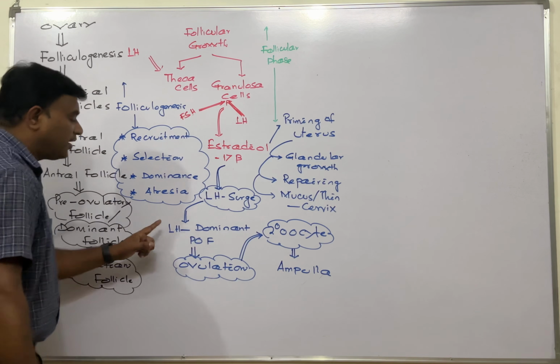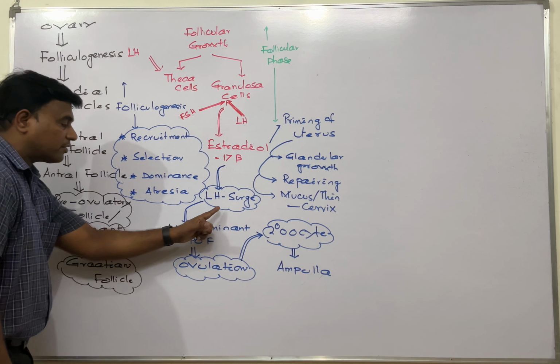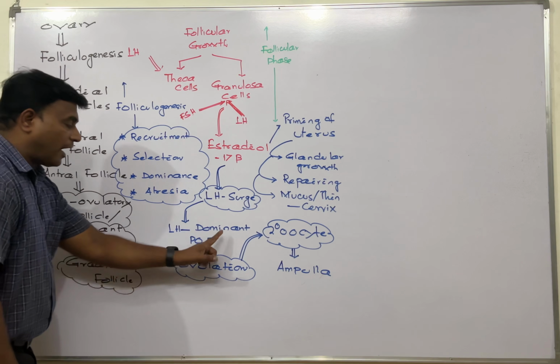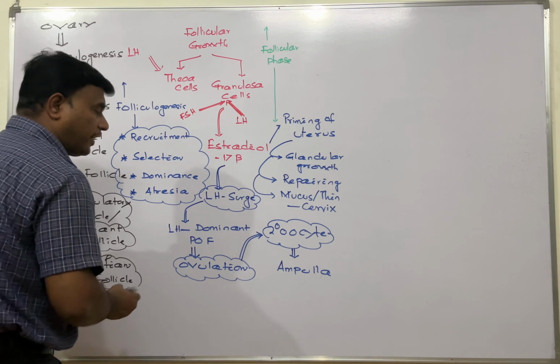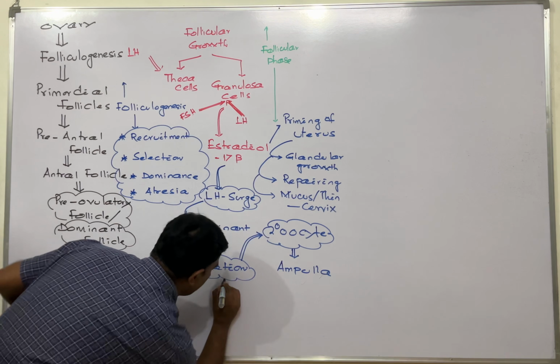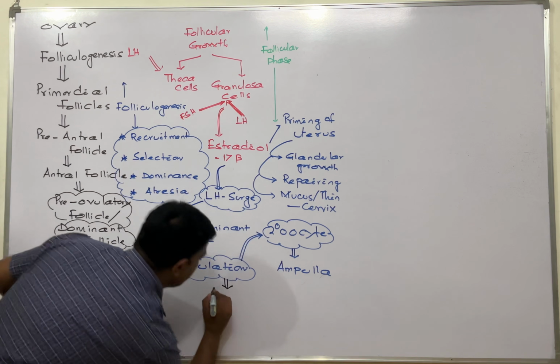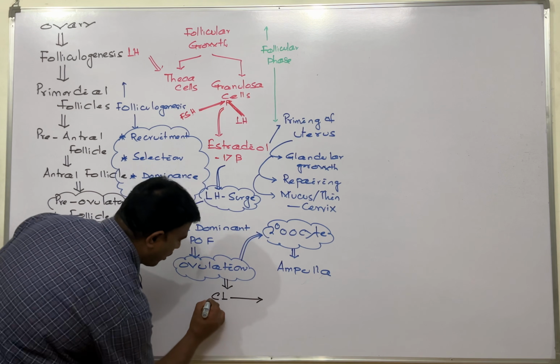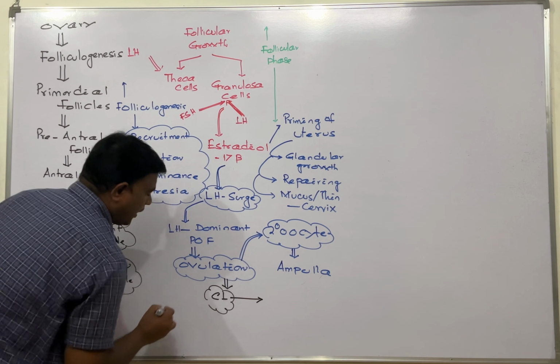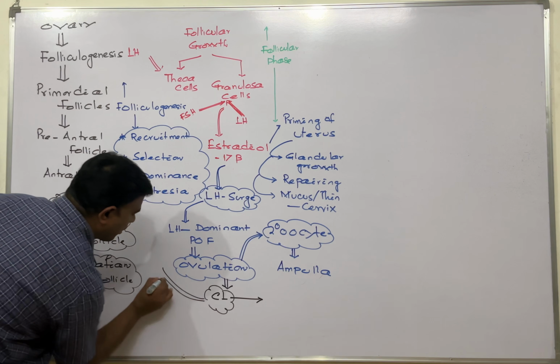And you understand here, once I'm saying LH surge, LH is secreted, it acts on the dominant follicle, ovulation occurs, but we should not forget, the secondary oocyte is gone, but please see this black one, the corpus luteum. This corpus luteum is formed, and this corpus luteum is formed from what?